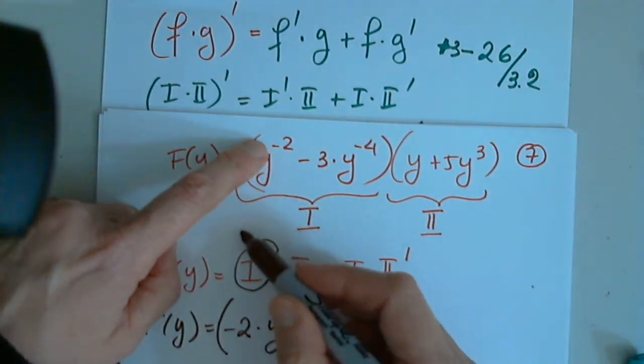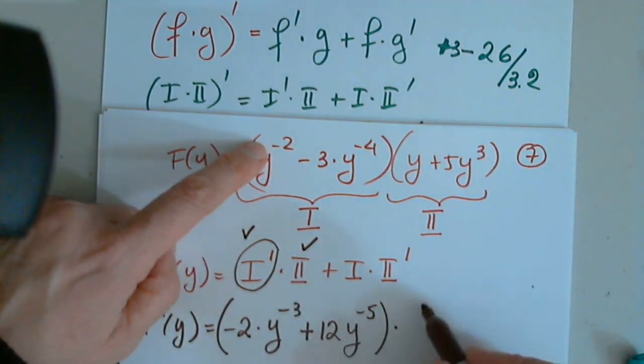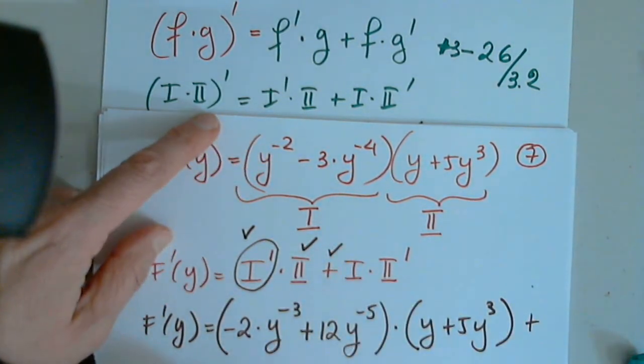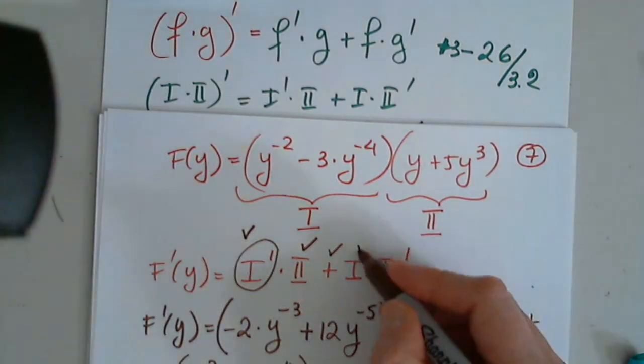I finished this piece. Now I have to copy this and multiply it. Y plus 5y to the third. Now I'm here with plus. Now I copy the first function as is, y to negative 2 minus 3, y to negative 4. And now times this is done.